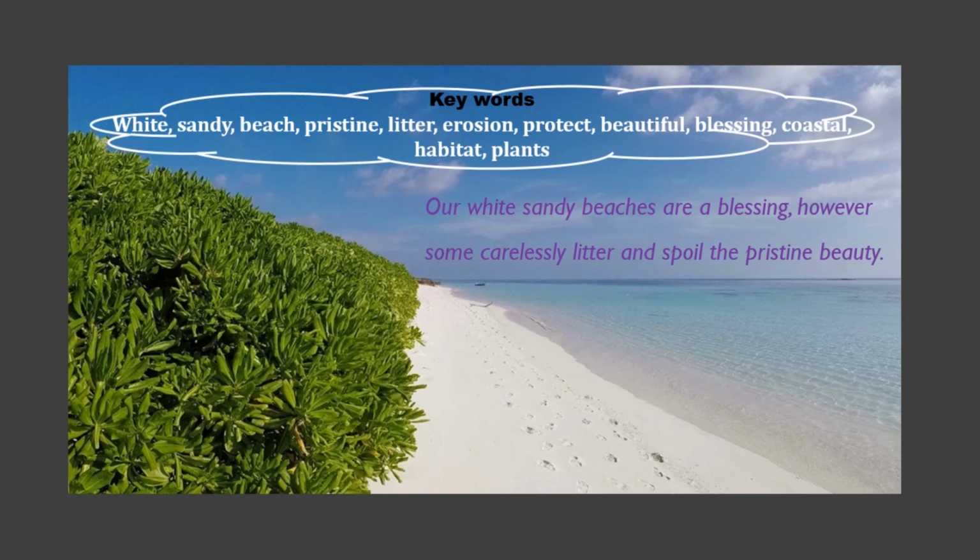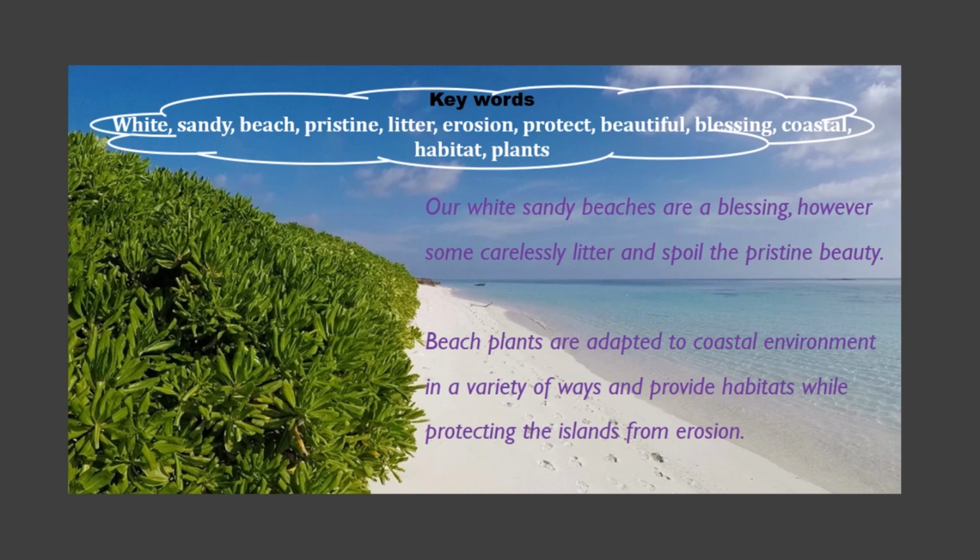Come up with another one, because in the foreground we can see a lot of magugas, right? These are beach plants. Beach plants are adapted to coastal environment in a variety of ways and provides a habitat while protecting the island from erosion. Can you just see where the dependent clauses are?